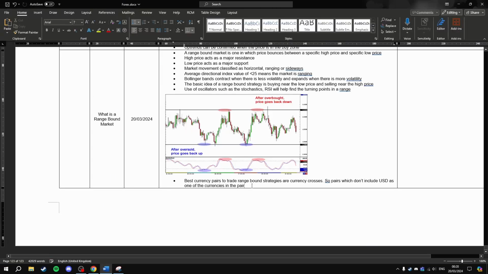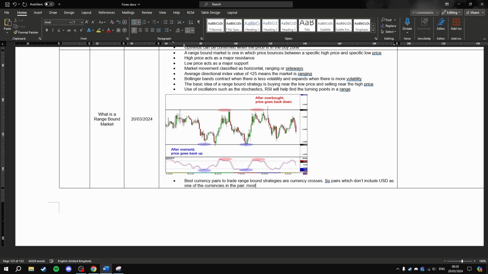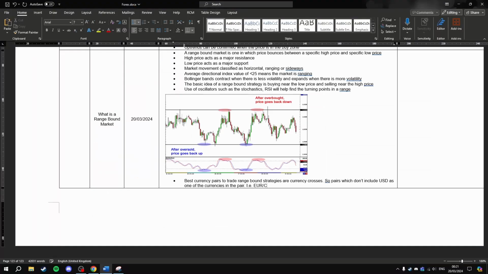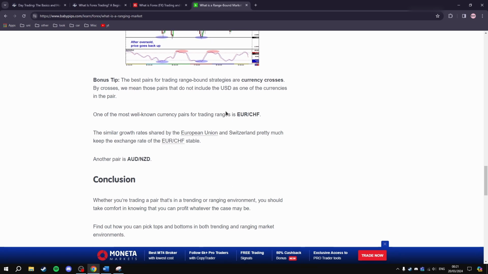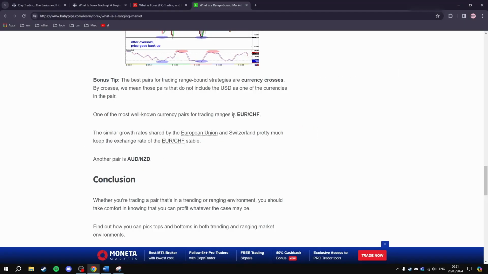Do not include USD in the currency pair. Most stable is EUR/CHF. The similar growth rates shared by the European Union and Switzerland pretty much keep the exchange rate of the Euro CHF stable. Another pair is AUD/NZD. Not NZ dead.